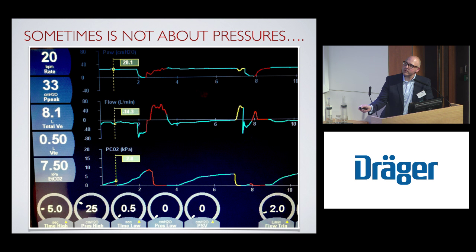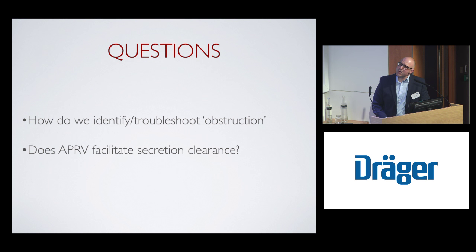So in this case, you can see all this section here. In this case, a suction of the tube will solve this issue and will improve the CO2. So the question is, how do I identify and troubleshoot obstructions? And how can APRV facilitate secretion clearance? Penny, would you like to answer those two questions for us?